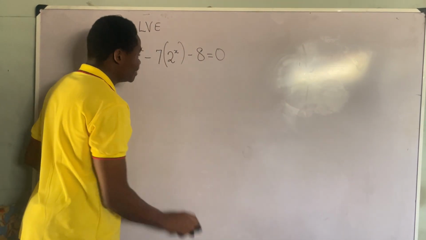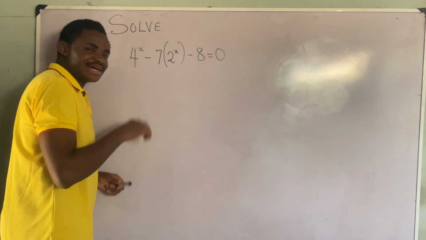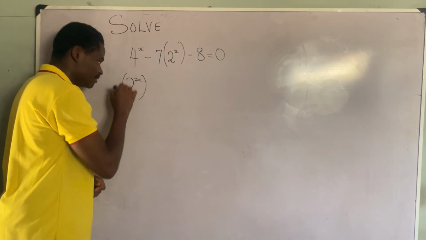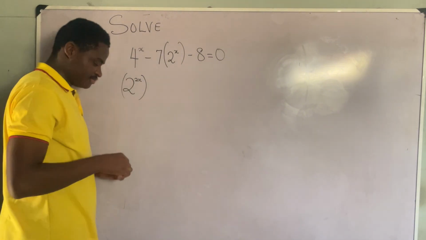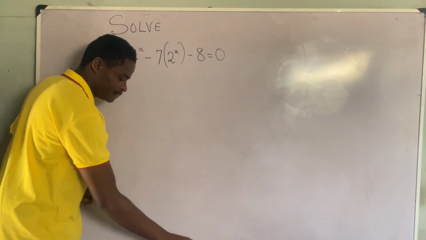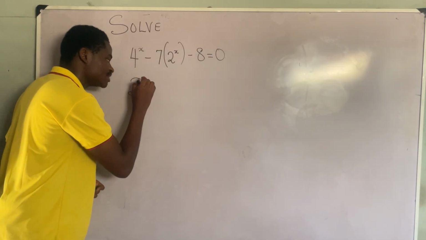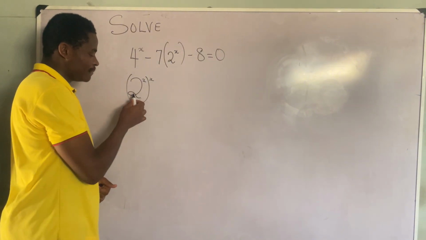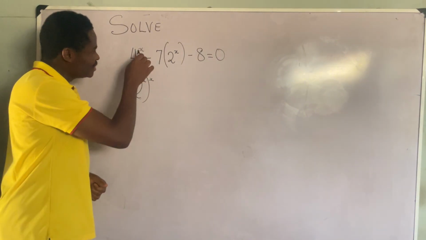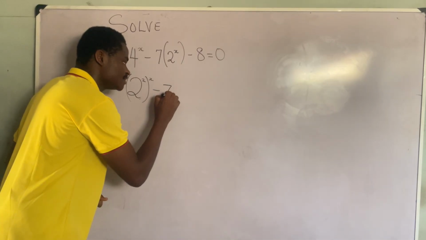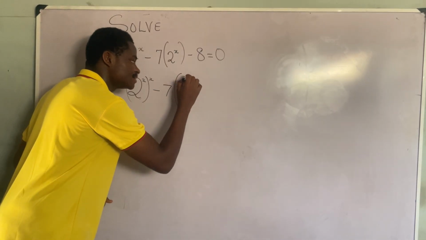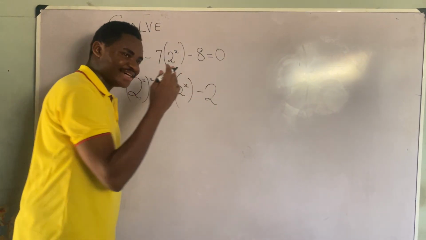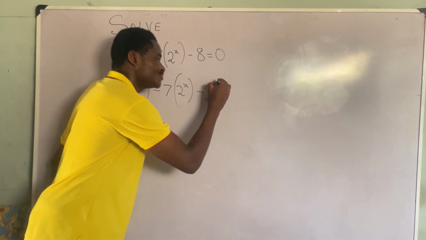Now let me come back here. Watch. 4 to power x can be written as 2 raised to power 2x. Let me put it down, then I'll explain what I mean. I mean that it can be written as 2 power 2, all raised to power x. 4 means 2 power 2, that's 2 squared, 2 times 2 is 4, raised to power x, minus 7 raised to power 2x, minus, what about 8? 8 can be written as 2 times 2 times 2. That is 2 to power 3.